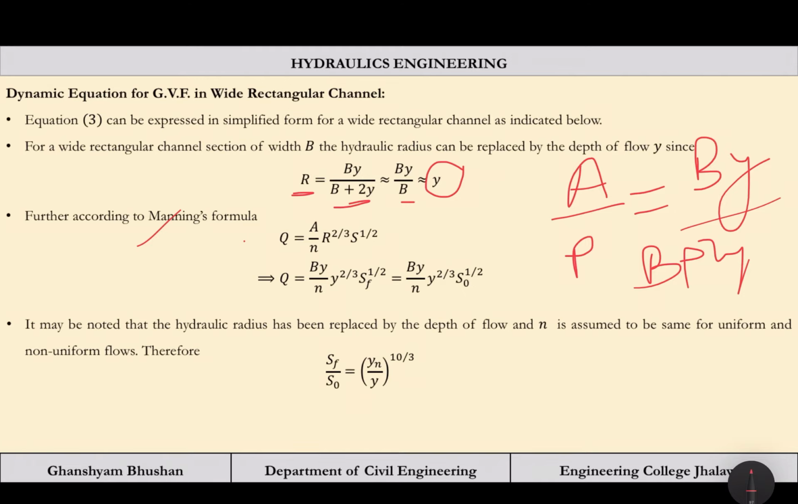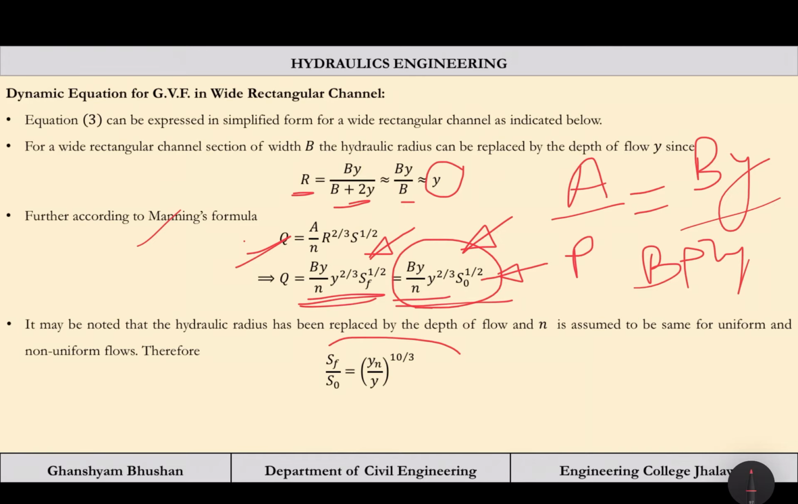Now from Manning's formula, what can we write? Q is A by n, R raised to power 2 by 3, S raised to power 1 by 2. So put all the values, we will get B y by n. At the place of R we can write y. So y raised to power 2 by 3, S naught raised to power 1 by 2. The discharge will be the same. Whatever the slope, the discharge is not going to change. So if we are writing in terms of energy slope, the slope will become SF. And if we are writing in terms of the normal depth or the bed slope, we can write it as S naught. So these two equations are equal because the discharge is the same.